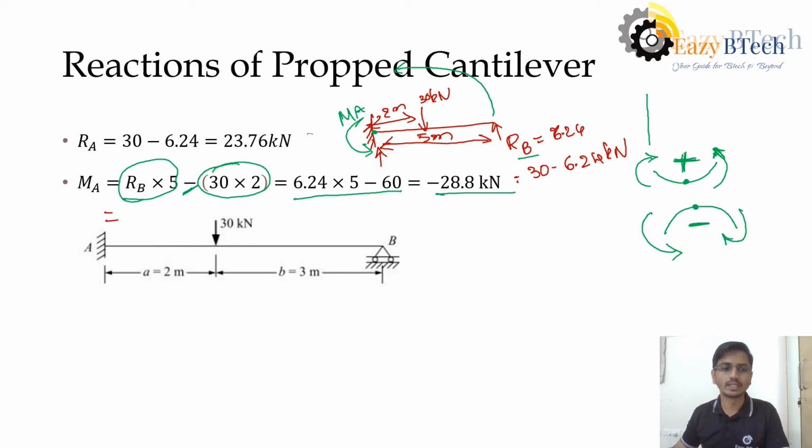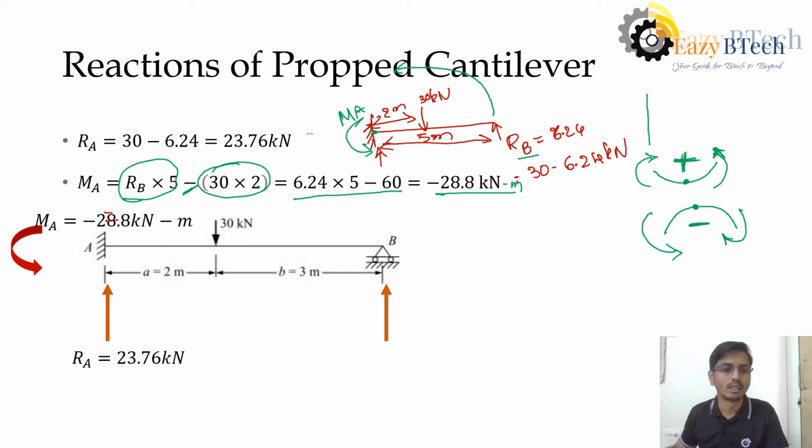Now let us plot these reactions. So we have 3 reactions. MA we are getting as minus 28.8 kilonewton meter. Then RA is 23.76 kilonewton, and RB is 6.2 kilonewton. So these are the reactions of this propped cantilever.